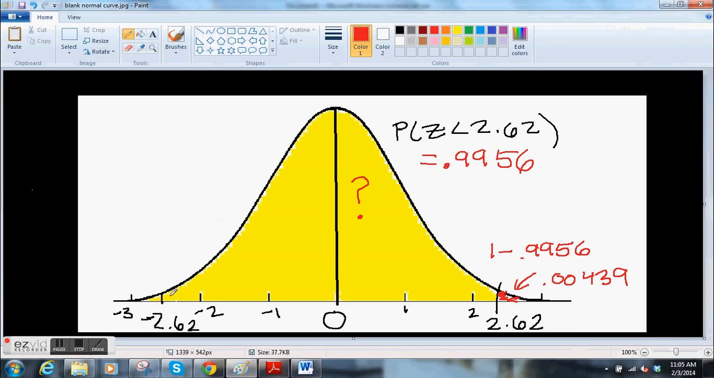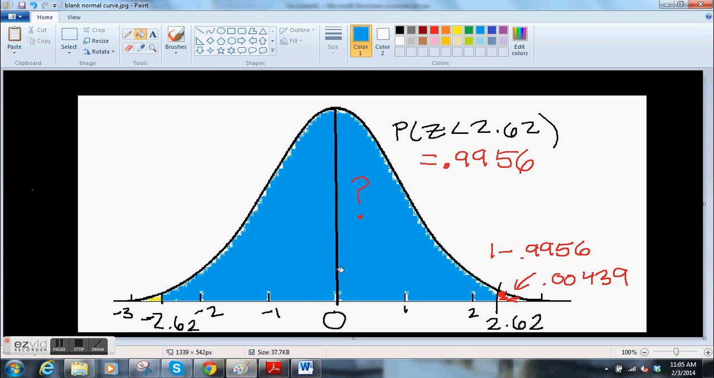So in this case, here's our minus 2.62, we want everything in between here. I'm going to change colors, make it orange. So we want it between here, there, that area. Maybe I'll make it blue. That area there, that's better. That's the area we want.